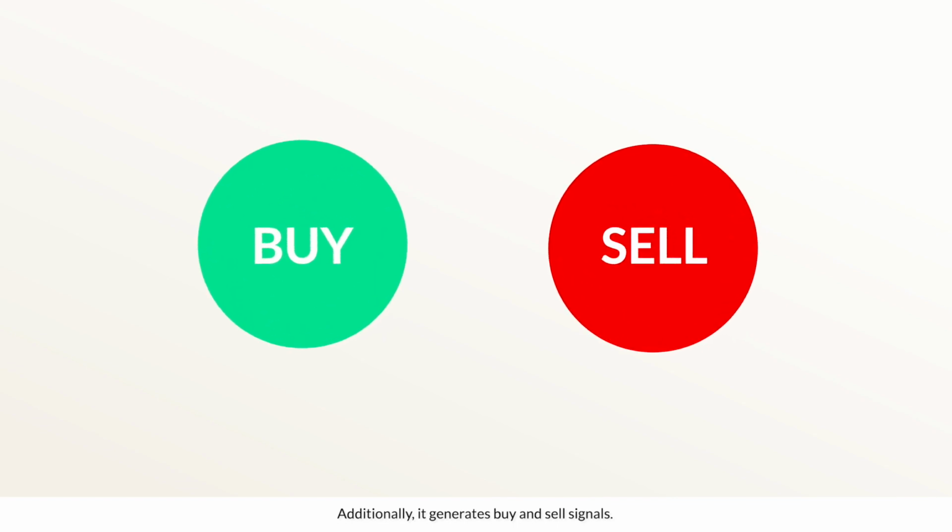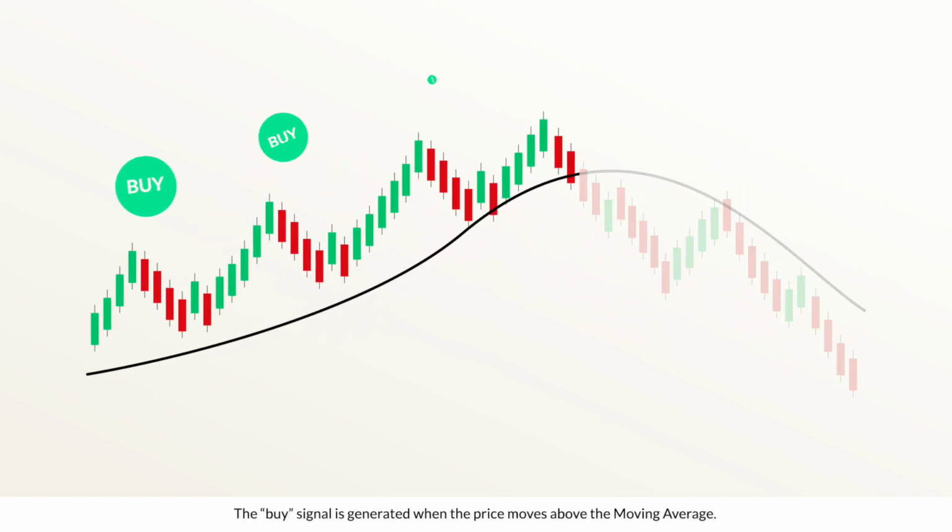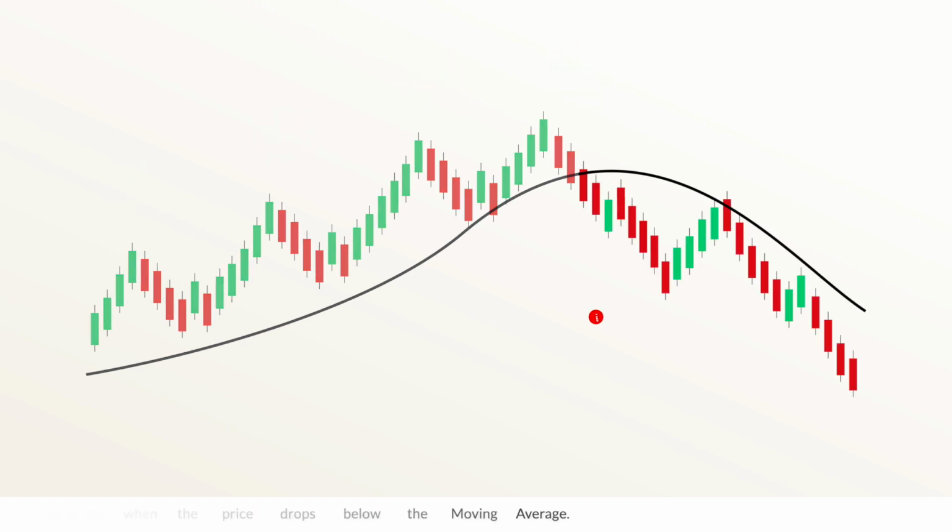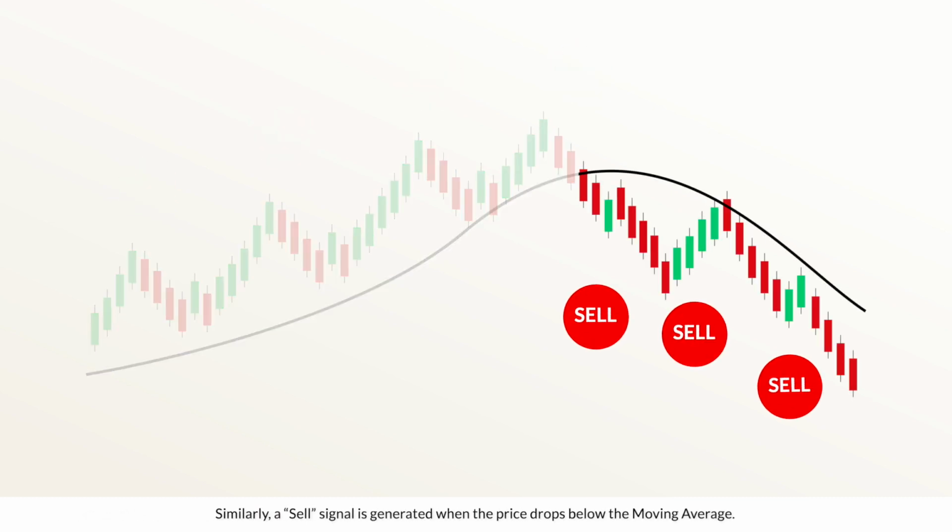Additionally, it generates buy and sell signals. The buy signal is generated when the price moves above the moving average. Similarly, a sell signal is generated when the price drops below the moving average.